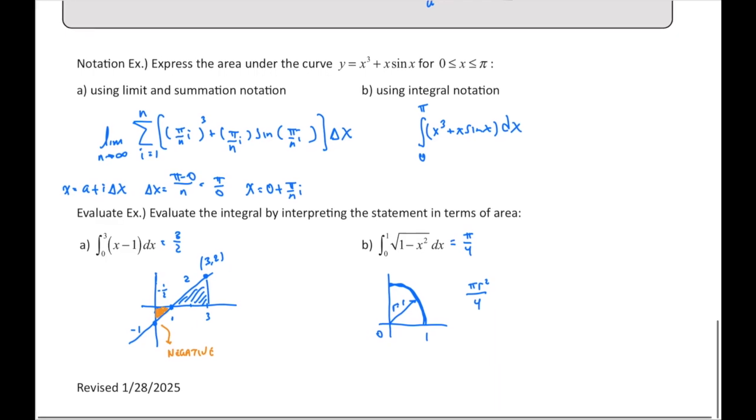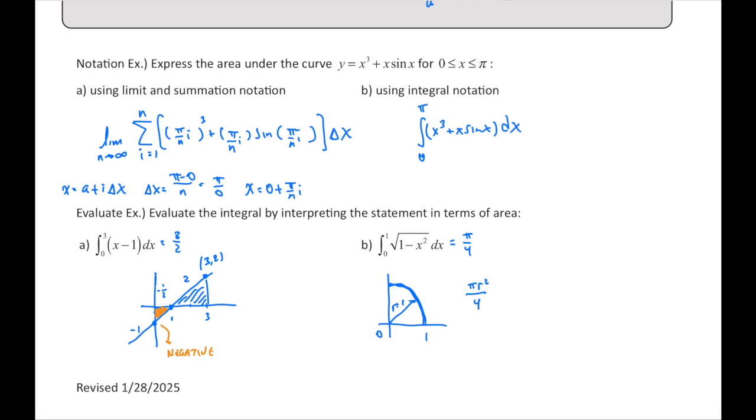It's find the area under the curve, starting at the lower bound, going to the upper bound. You're going to try some stuff out.